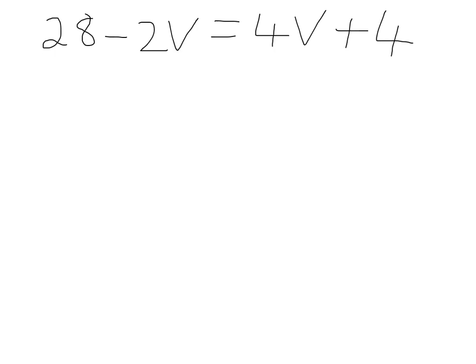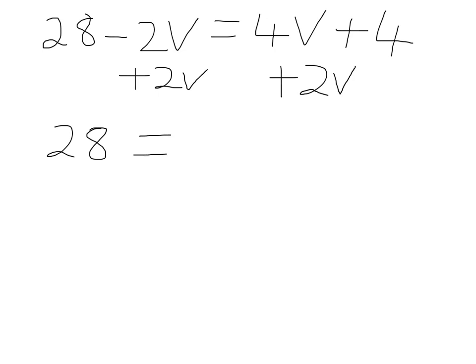Okay, let's look at another equation where there's a value for v on both sides of the equation. So the first thing I'm going to do is to add 2v to both sides. And that just leaves me with 28 on the left-hand side. And 4v add 2v is 6v. And then I've still got my plus 4.